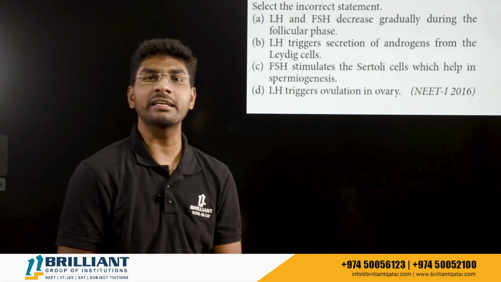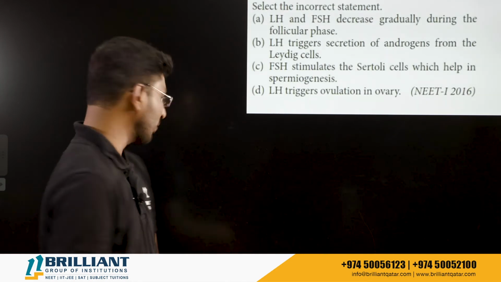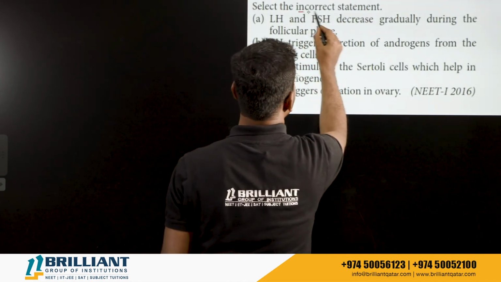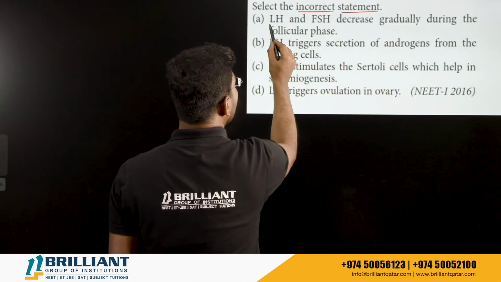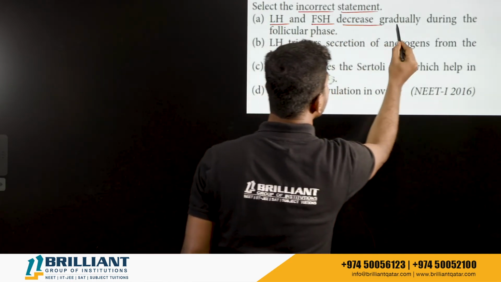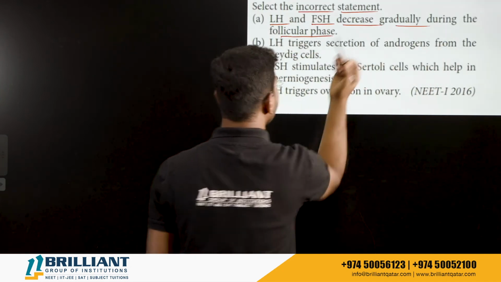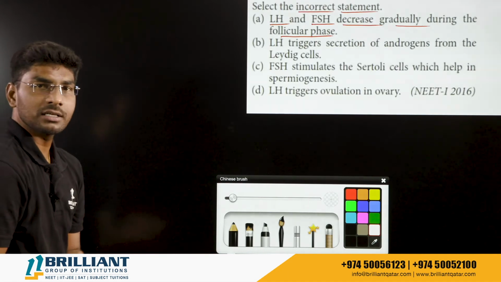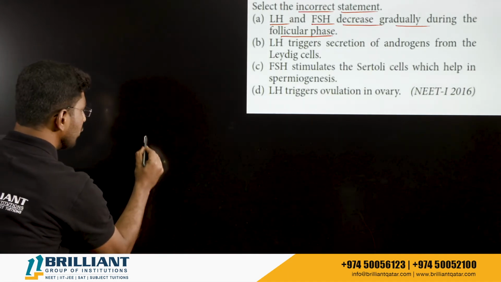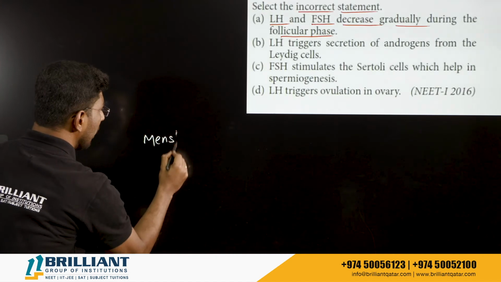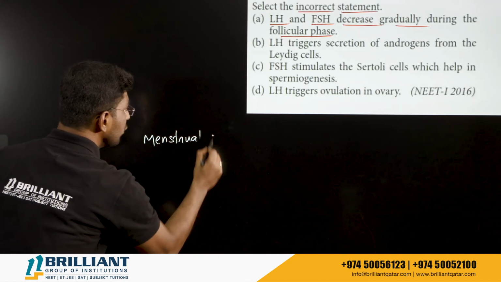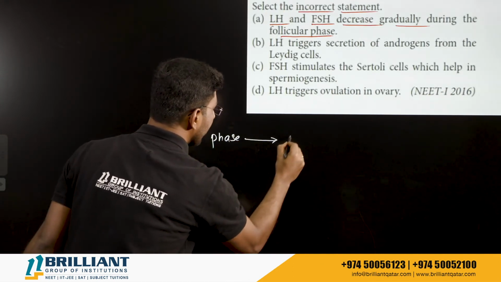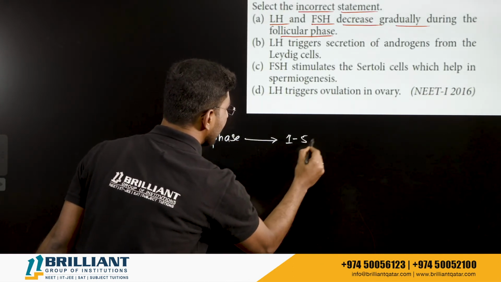This question needs a little explanation because we need to understand the menstrual cycle. The question tells us to pick the incorrect statement: LH and FSH decrease gradually during the proliferative phase. I want to write here how many total phases there are in the menstrual cycle. The first phase is called the menstrual phase. Menstrual phase is from the first day to 5 days.